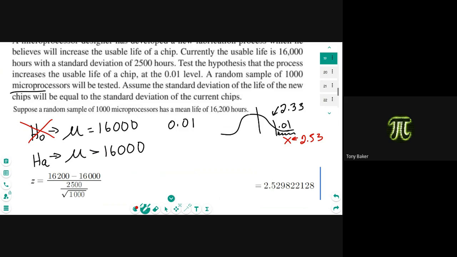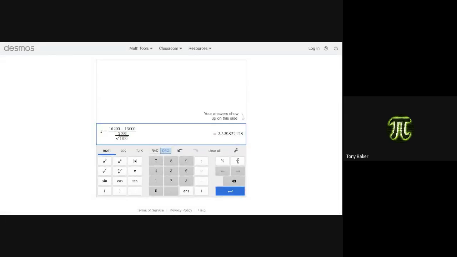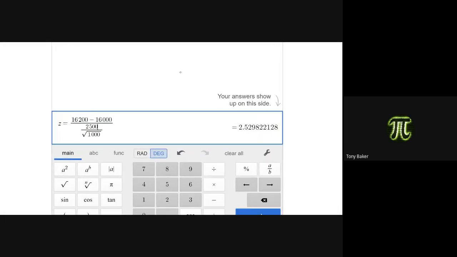Is your arrow just saying that that's X or that it's inside the bell curve? Oh, that's just X. I probably should have put the arrow the other direction. You said it's inside the rejection region? Yeah. That's Desmos.